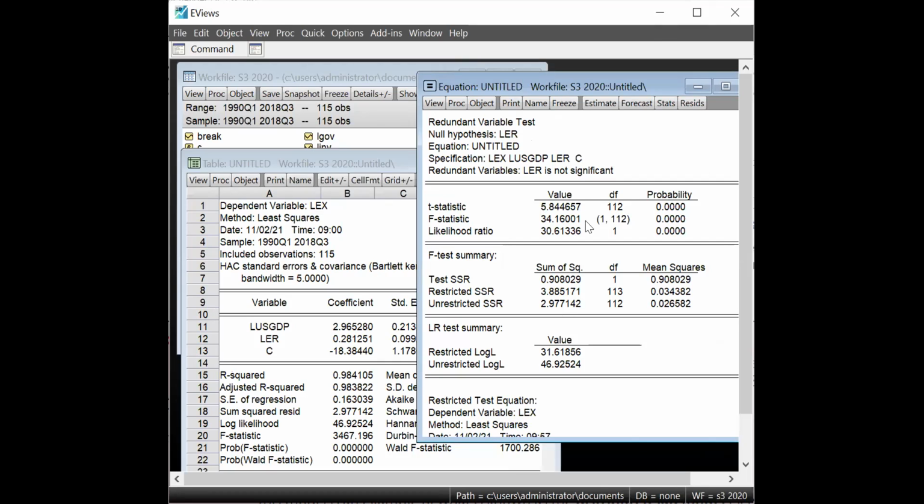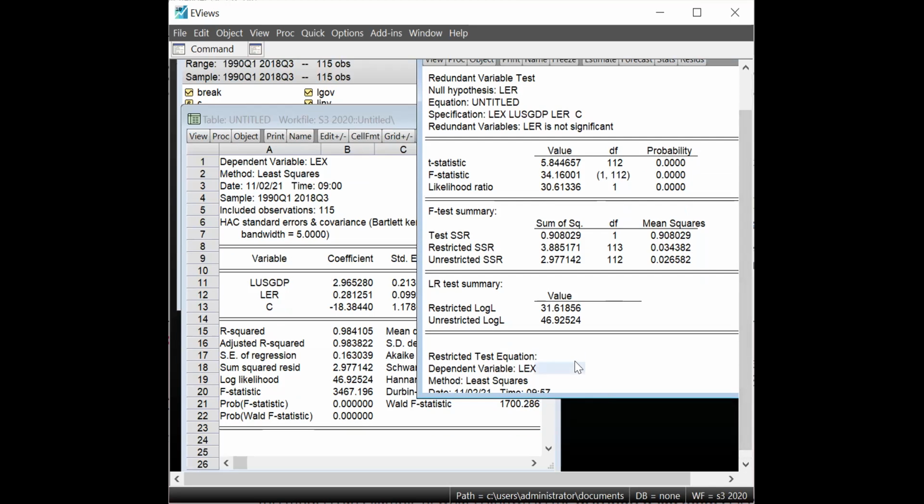Here, the redundant variable test, the null hypothesis is that the exchange rate is not significant. But it is significant. This means the specification is that exports are a function of US GDP and the exchange rate, and then we test the redundant variable and this is not significant. The results are significant.